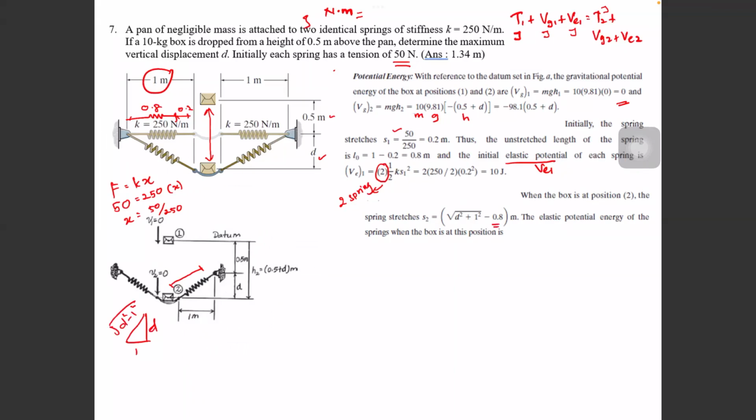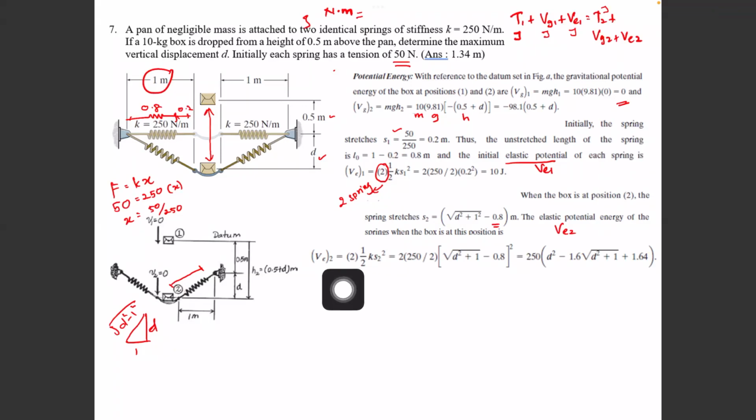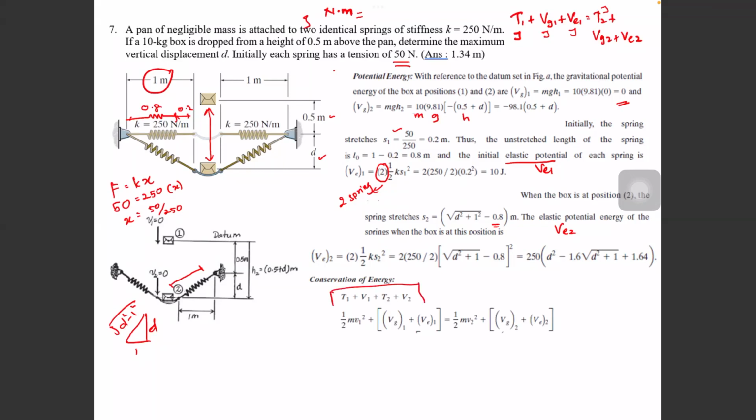So the elastic potential energy for the spring at position 2 is, so this is VE2 is equals to 2 times half KS squared. 2 sebab you have 2 spring times half KS squared is equals to, solvekan lah, masukkan S tu D square minus ni, alright, you solvekan ni, alright. So equation ni agak susah untuk kita solve pakai calculator or using your math. So apa yang kita buat, just saya terima dulu kan, nanti kita guna trial and error. Okay, and then plug into the equations of conservation of energy, alright.